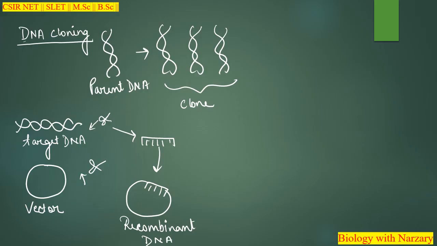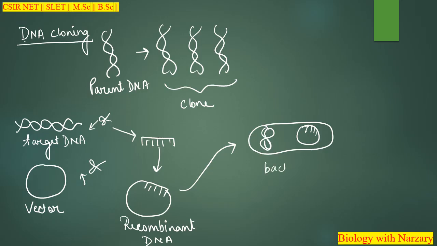Now this recombinant DNA will be inserted inside the host cell, and the host cell can be either a prokaryotic cell or a eukaryotic cell. Let us say we have inserted this recombinant DNA inside the bacterial host cell. Now this bacterium will contain its own chromosome and also the recombinant vector. Now this bacterial host cell will undergo amplification and replication of the target DNA.